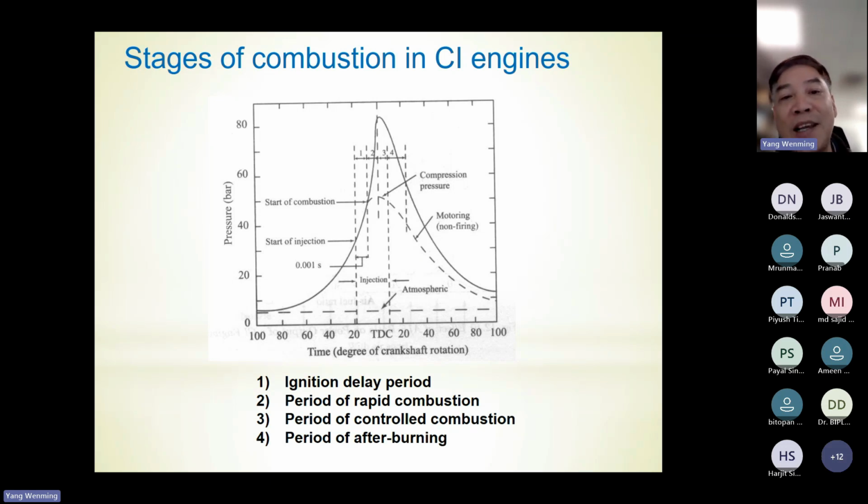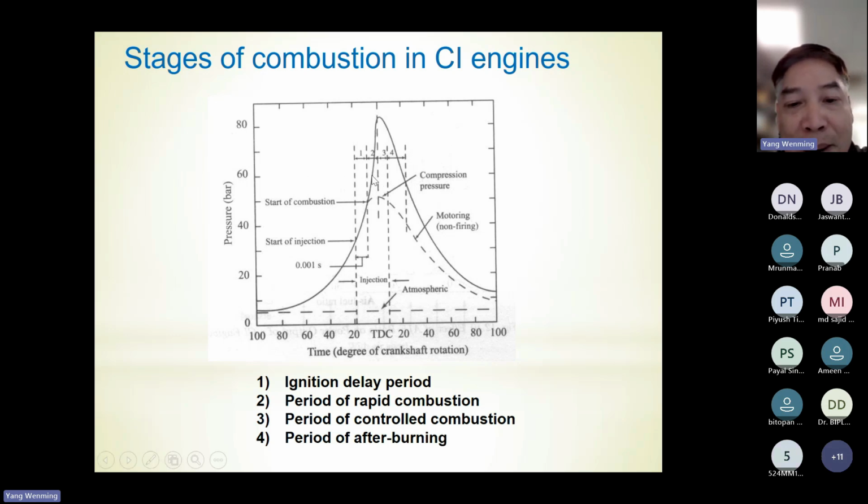So this duration is the ignition delay time. For different engines and different fuels, the ignition delay time is different. Later, we will introduce the major factors affecting the ignition delay.